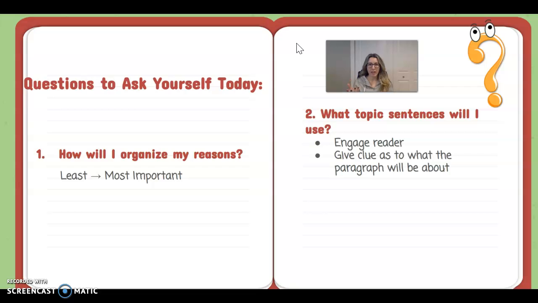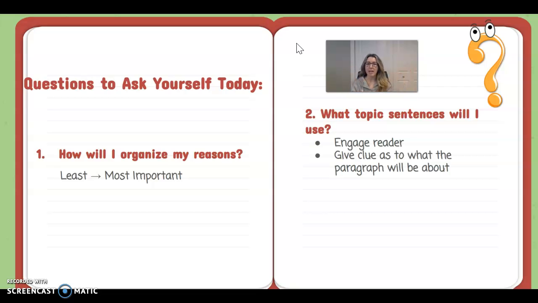So you need to identify what is your strongest, most important reason in your paper, and that is what you're going to be putting at the end. Okay, so we want our reasons to go from least important to most important because they're more likely to remember the end of your paper than they are the beginning.